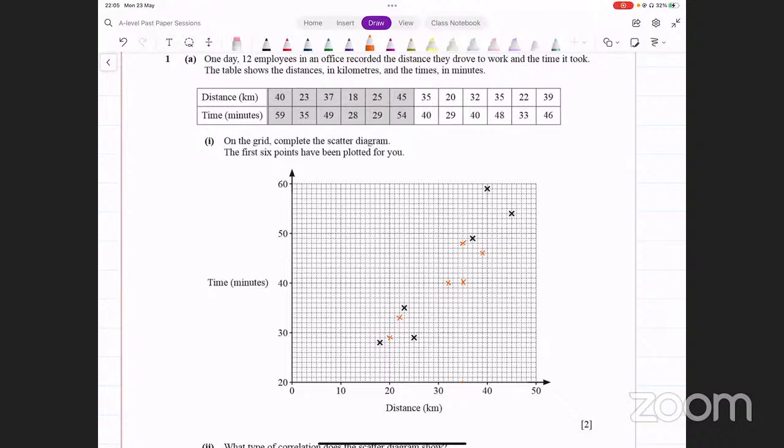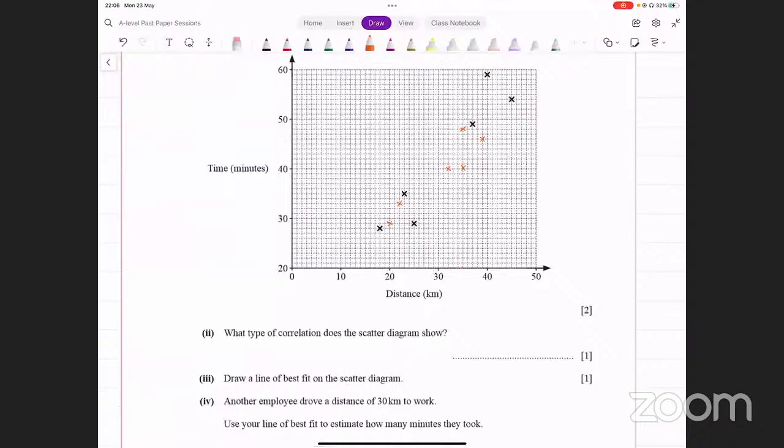Okay, so आपने सारे points plot कर दिया. That completes the scatter diagram. That gives you 2 marks. So you've got to get those 6 points correct to get those 2 marks. अगर उसमें से एक भी mistake होगी, तो आपका 1 mark कट जाएगा. So all 6 have to be correct to get both the marks for this. Okay, so that's the scatter diagram.